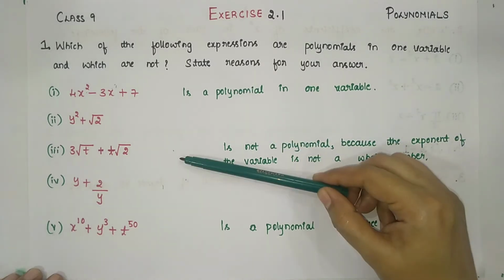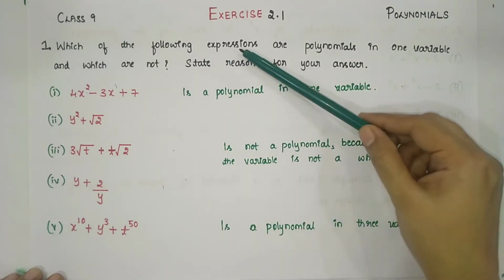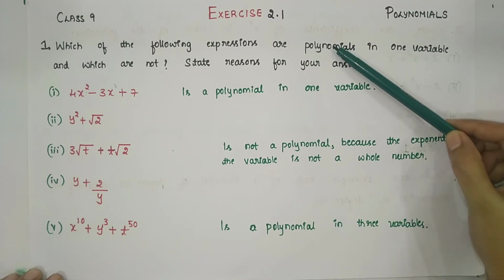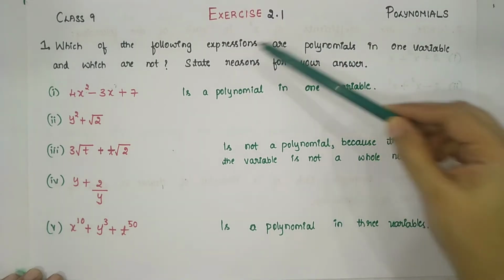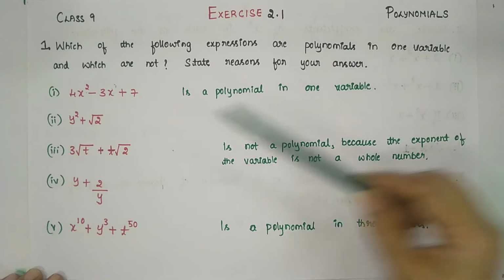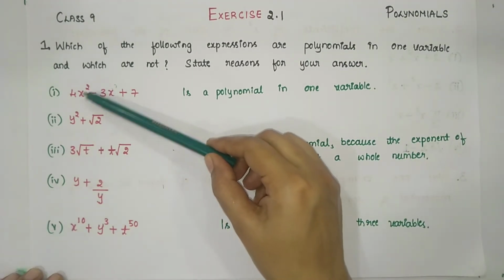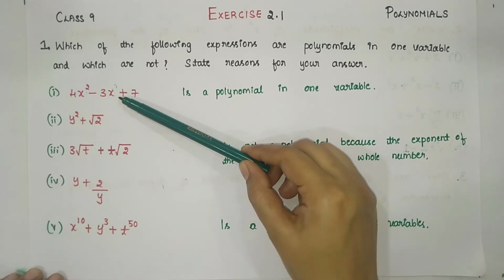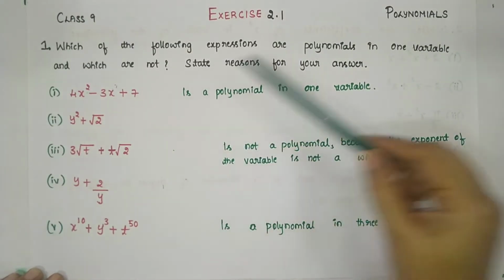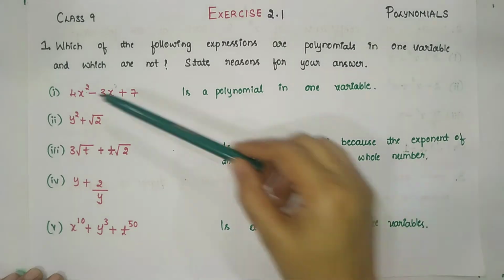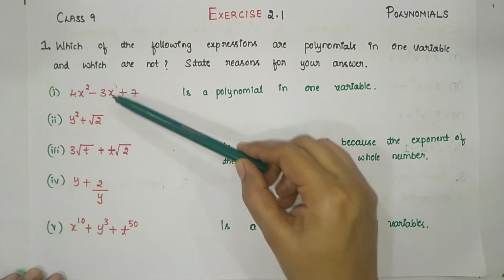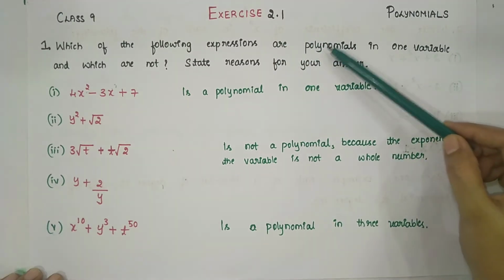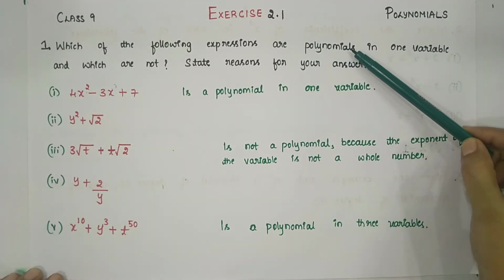And in order to identify whether the given expression is a polynomial or not, you should remember one condition, that is, we can call any expression a polynomial only if the power or the exponent of the variable in that expression is a whole number. Then only we can consider that expression as a polynomial. That is, the powers of the variable in that expression should be whole numbers. Then we can call that expression a polynomial.